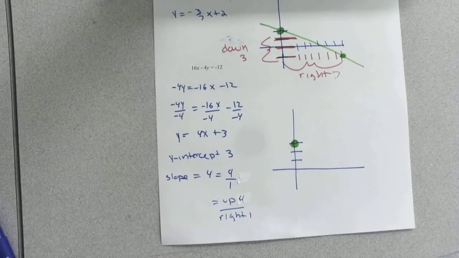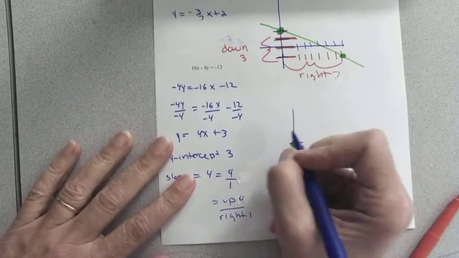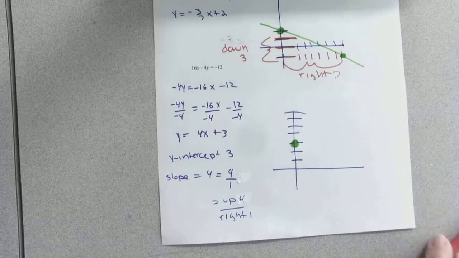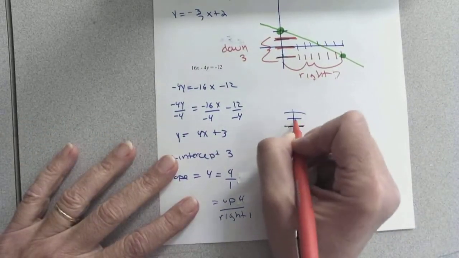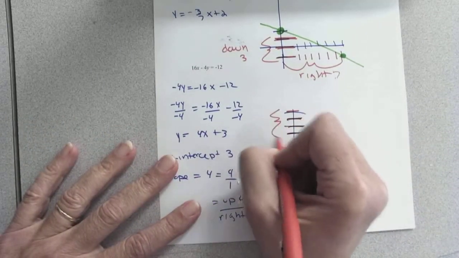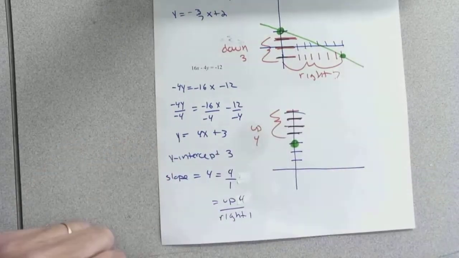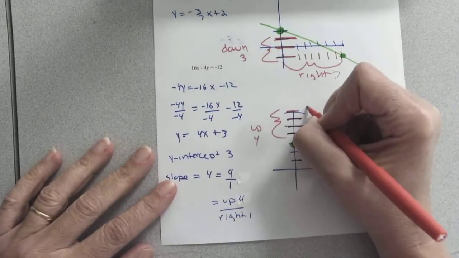Then, counting from the y-intercept. And a common mistake is students will go back to the origin and start counting from the origin. Be sure you count from the y-intercept. And so it says up 4. So up 4, 1, 2, 3, 4. So up 4, right 1.